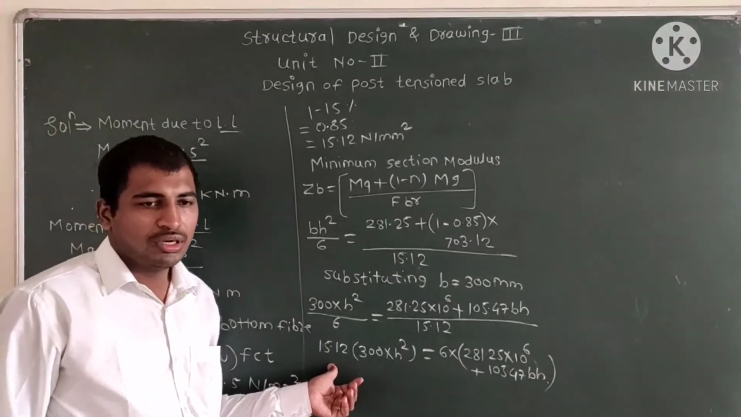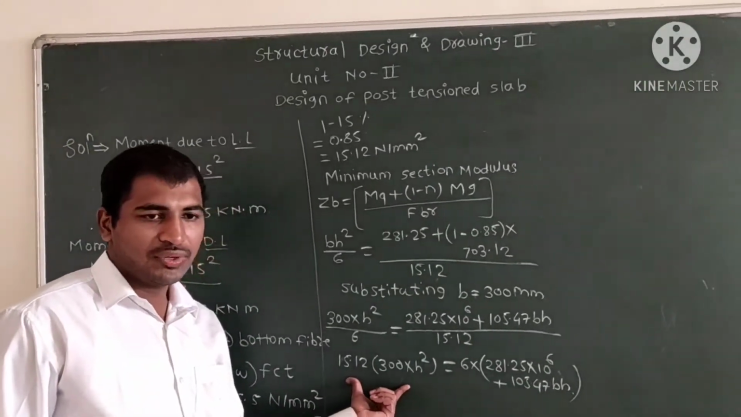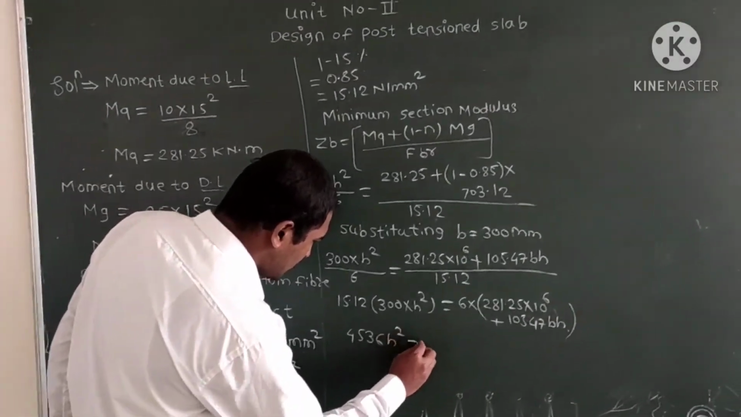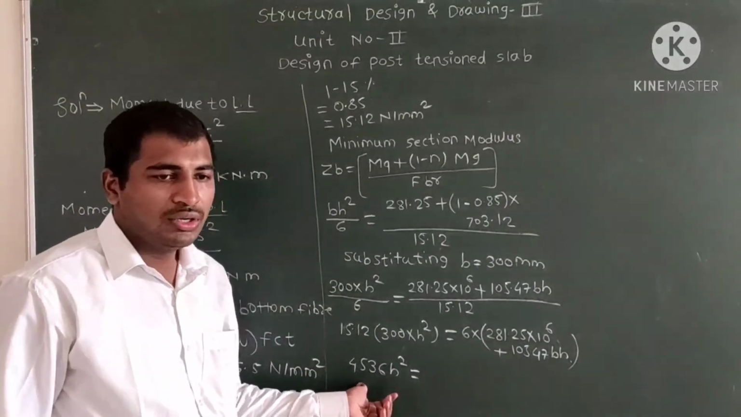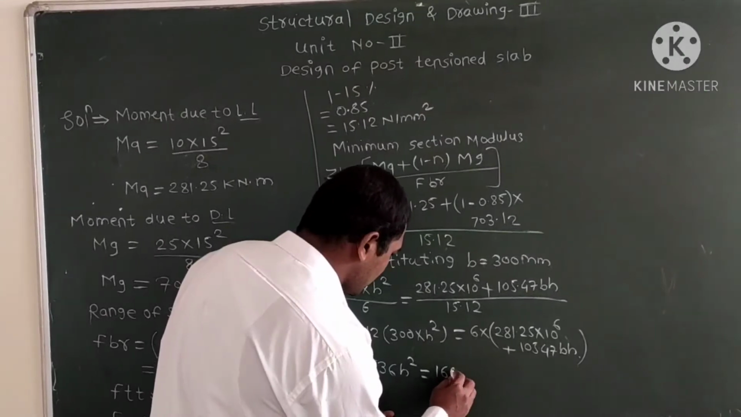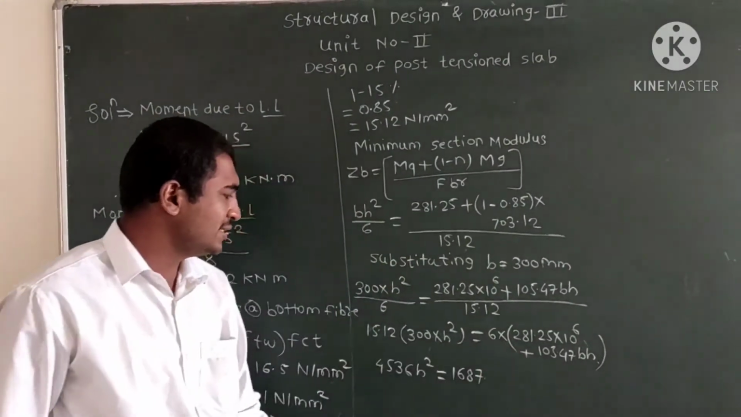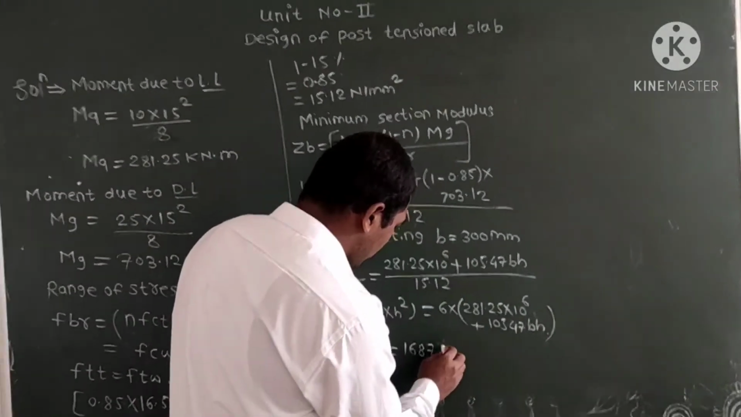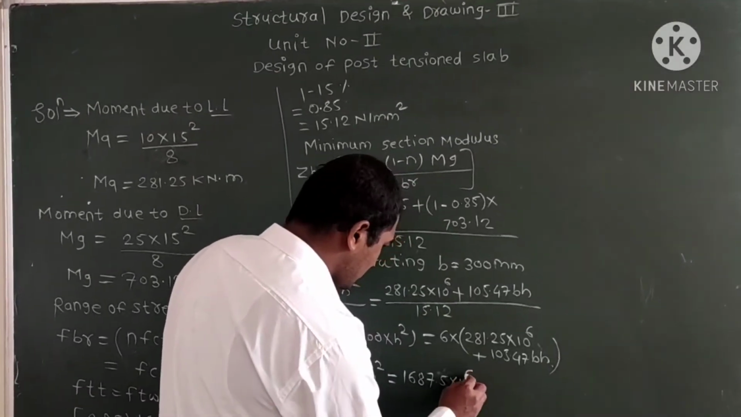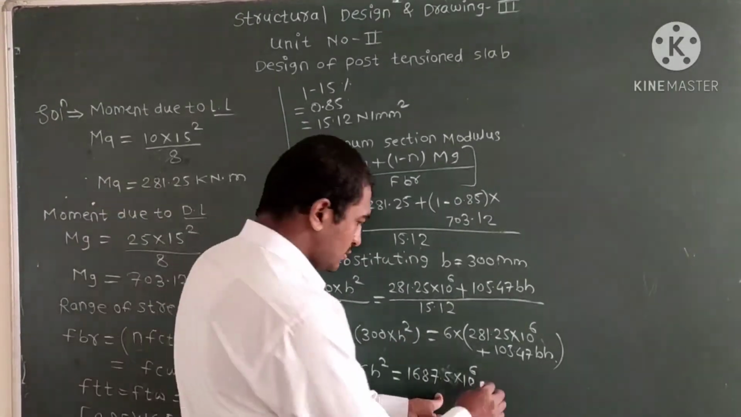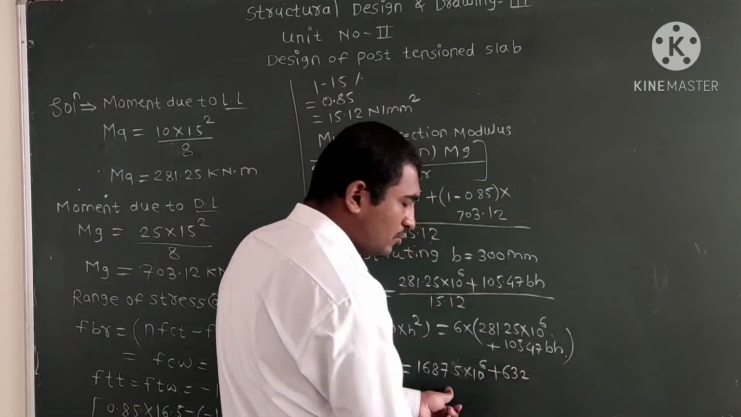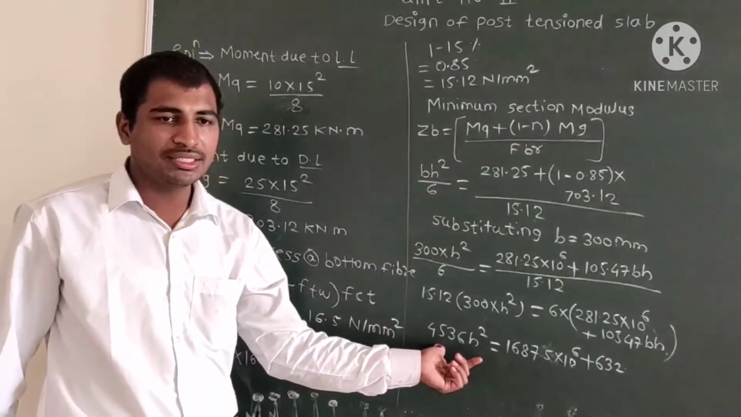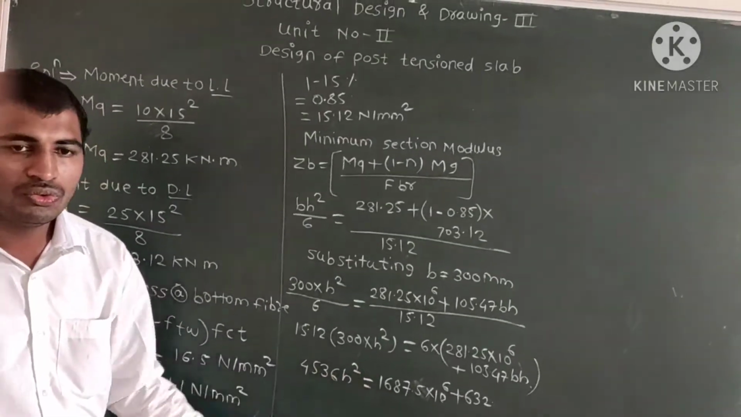Then this term in the equation is 4536 H square is equal to 1687.5 into 10 raised to 6 plus 632.5 into 0.81 BH.